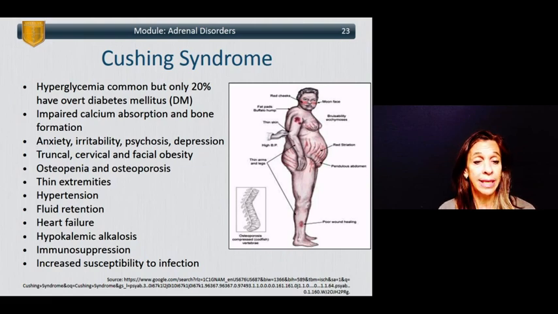The patients can have anxiety, irritability, psychosis, depression. They often have these skinny extremities, but truncal obesity. They frequently have hypertension, fluid retention, edema, even heart failure. They will have a hypokalemic alkalosis. These patients are immunosuppressed from the excess steroids and have an increased susceptibility to infections.